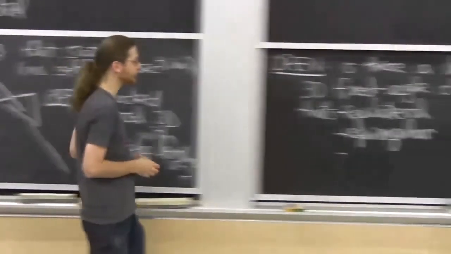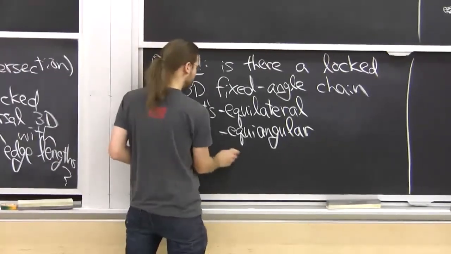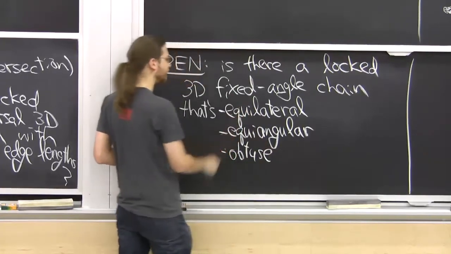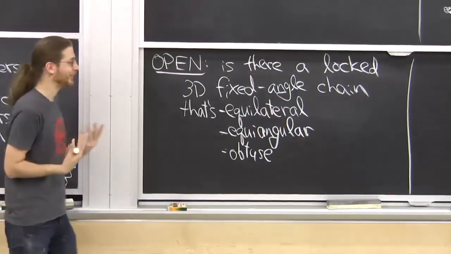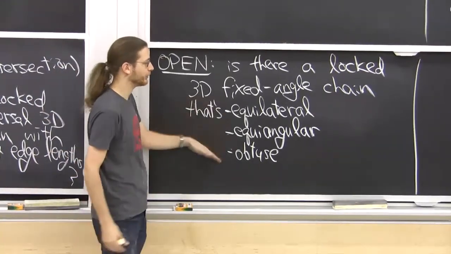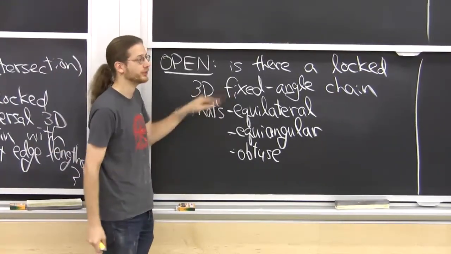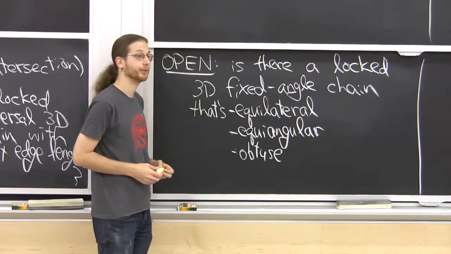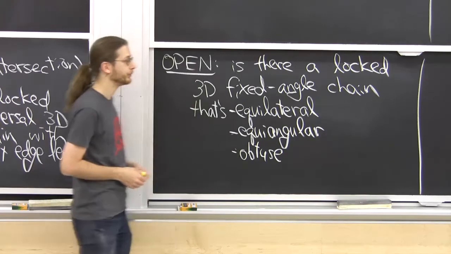So I need to add one more constraint, and the constraint is obtuse. Again, all of these properties are enjoyed by proteins. Protein backbones have all these properties. Even if you looked at fixed angle trees, is there something like this that's locked? Now we don't know, and this seems quite tricky.